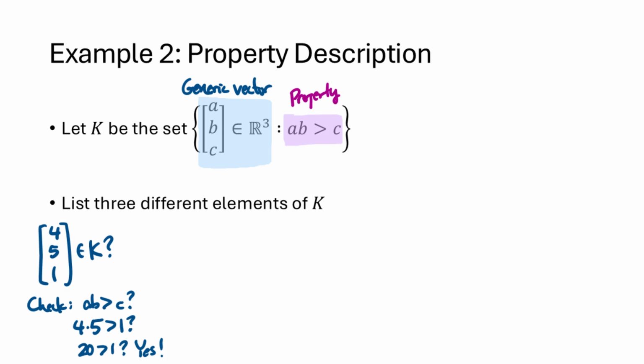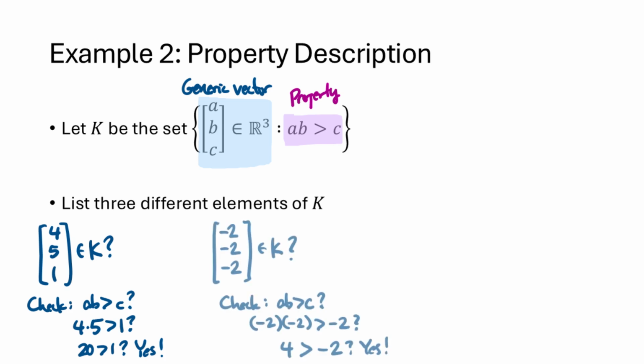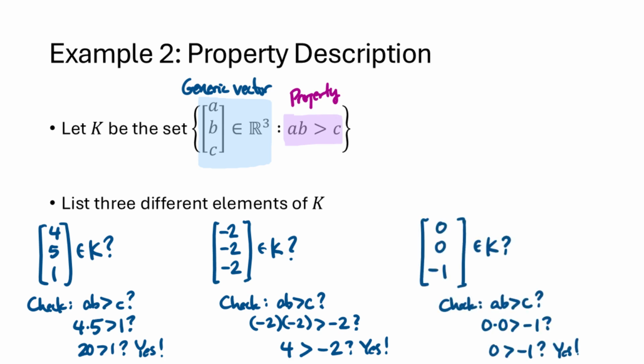Playing around with numbers, and again guessing and checking, we might stumble across the vector 4, 5, 1, and this vector is in K because 4 times 5 is greater than 1. Again, we can use any kind of real numbers, positive or negative. So for example, the vector negative 2, negative 2, negative 2 is in my set K, because again, I can check whether A times B is greater than C, and in this case, 4 is greater than negative 2, so that vector is in K. One last example, how about the vector 0, 0, negative 1? In this case, 0 times 0 is greater than negative 1, so this is another example of a vector in K.